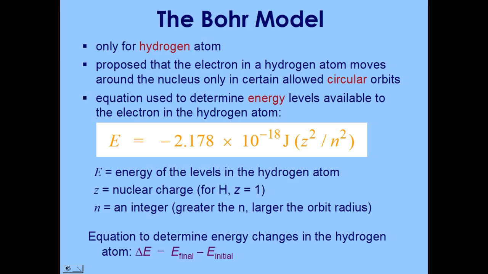And we can determine energy changes by using that equation to take the energy of the electron at a final energy level, or final orbit n, and subtracting away the energy associated with the electron at an initial energy level, or initial orbit n.